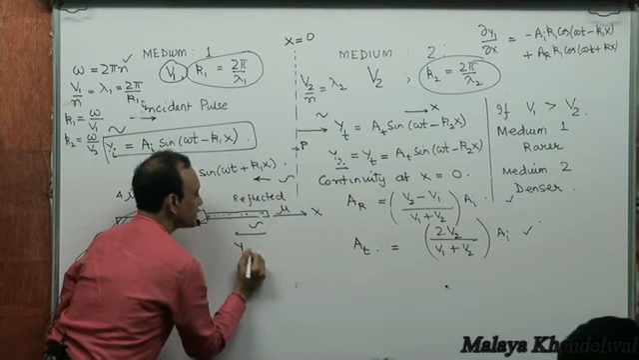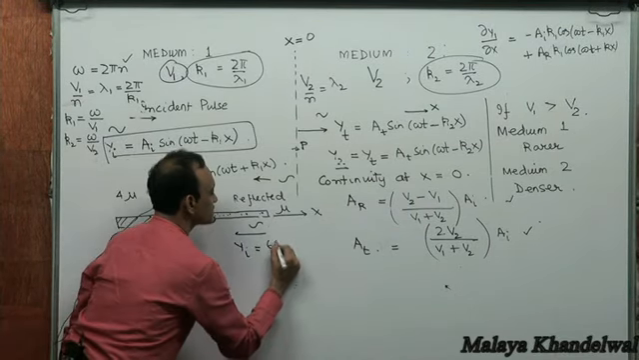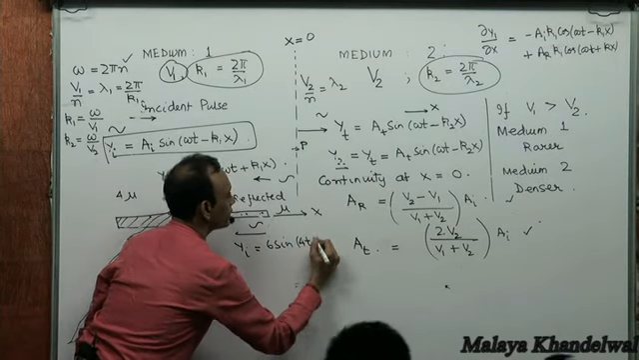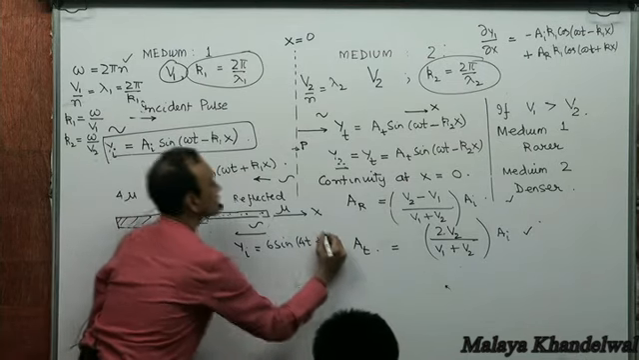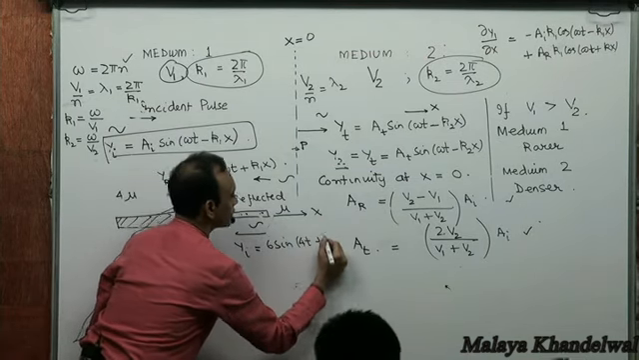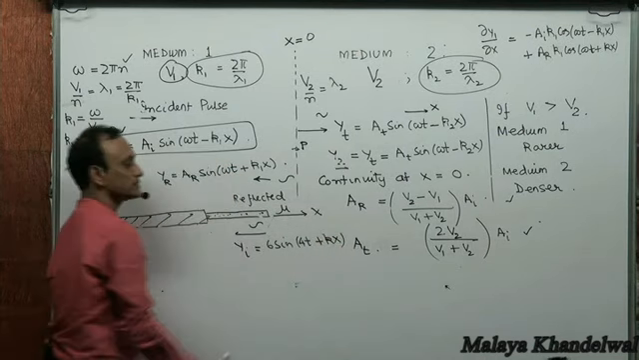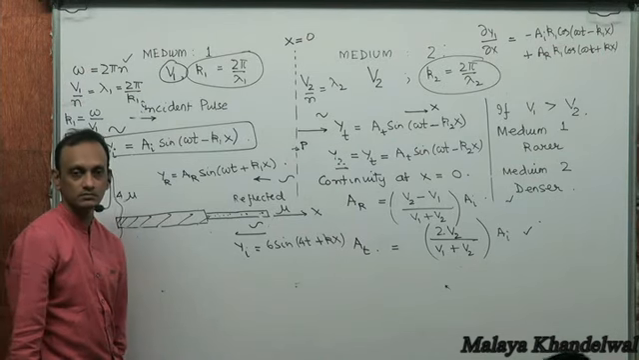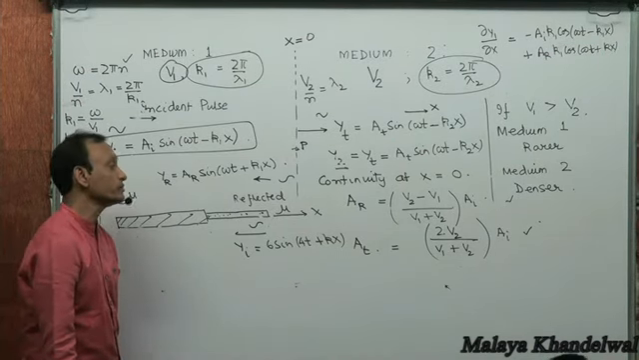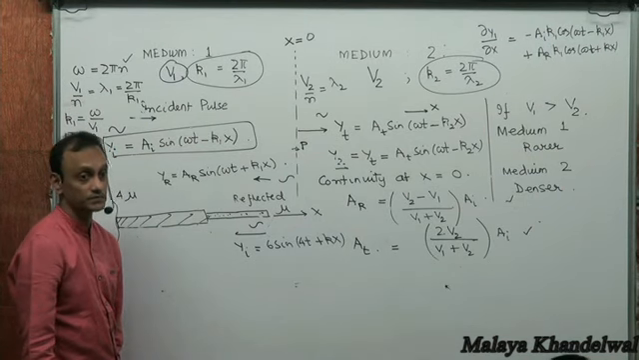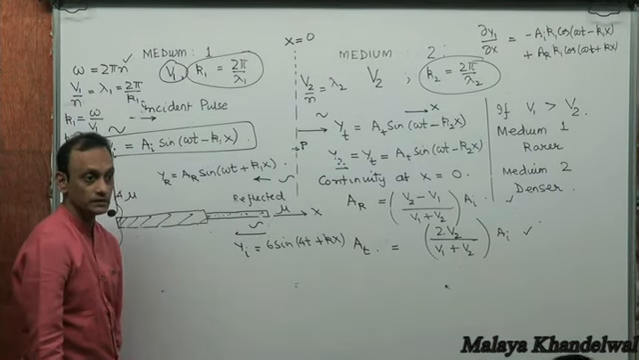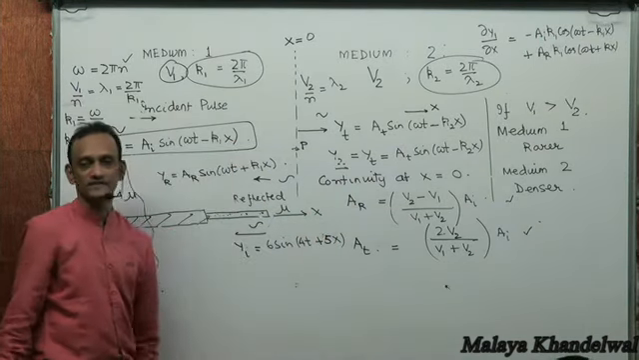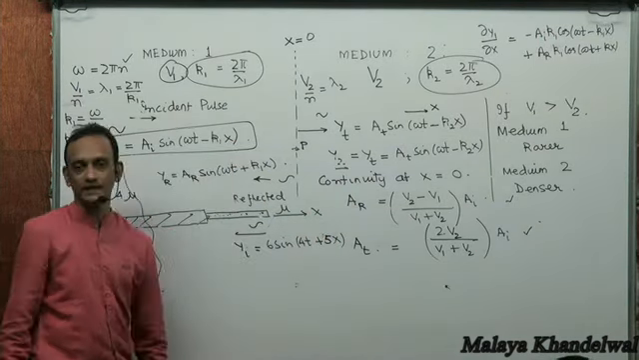Say the incident pulse is given by, say, 6 sin(40t + kx). This is the incident pulse. I want to be able to find the equation of the reflected pulse. Say k I take as, say, 5. K is 5, say. All right.